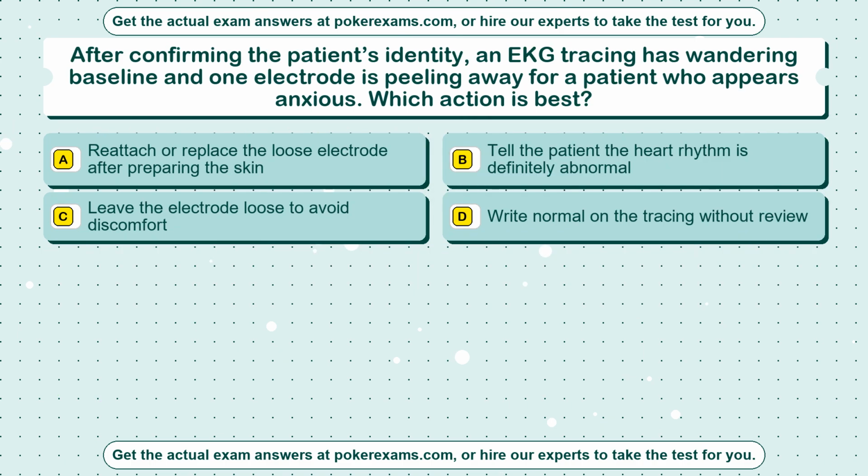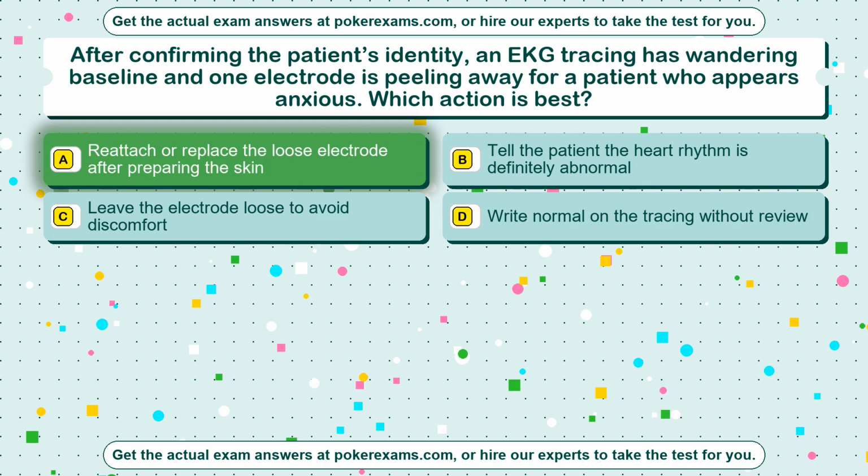Question 15. After confirming the patient's identity, an EKG tracing has wandering baseline and one electrode is peeling away for a patient who appears anxious. Which action is best? Option A, reattach or replace the loose electrode after preparing the skin. Option B, tell the patient the heart rhythm is definitely abnormal. Option C, leave the electrode loose to avoid discomfort. Option D, write normal on the tracing without review.